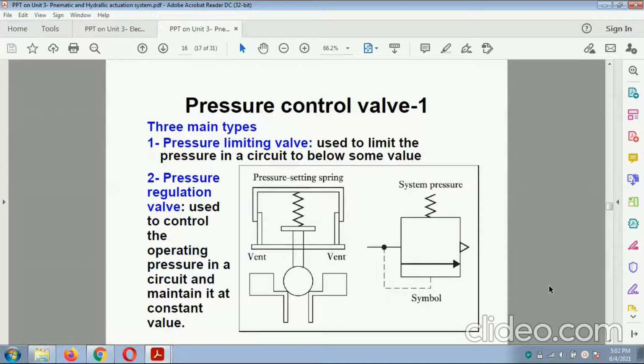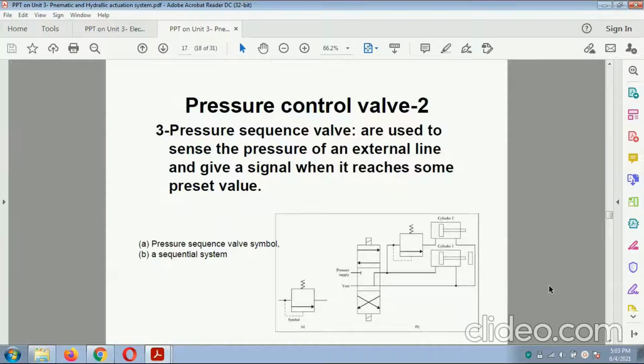Pressure valve 1. There are three types of pressure valve. That is the pressure limiting valve, used to limit the pressure in the circuit below a safe value. The pressure regulating valve is used to control the operating pressure in a circuit and maintain it at a constant value. So this is the diagram which is related to the pressure setting spring.